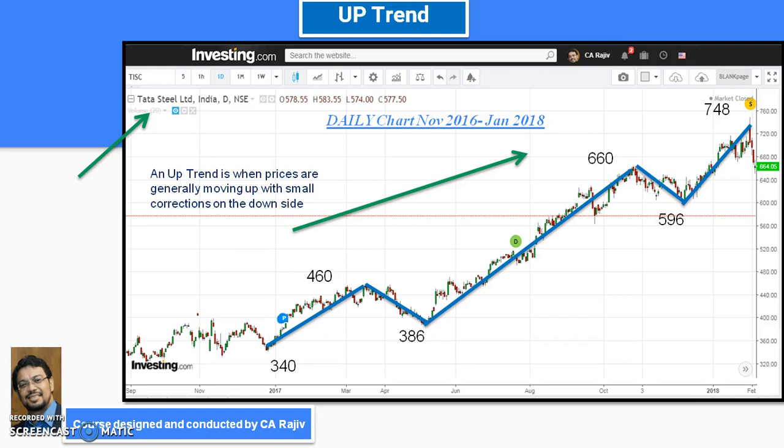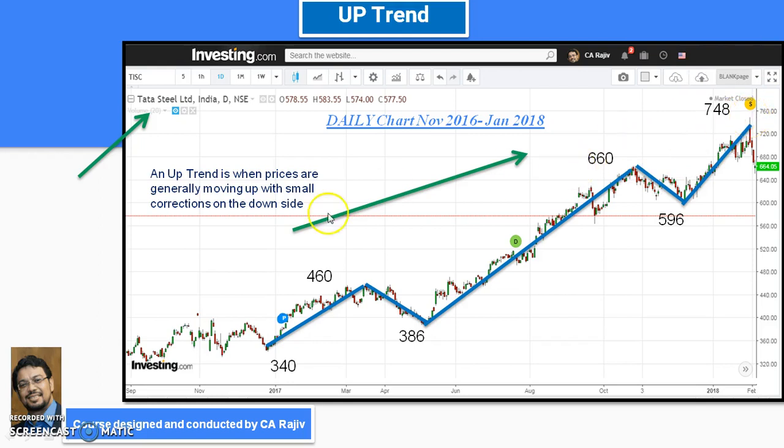Now as I said in my first session also, no price movement can be straight up or straight down. There will always be a zigzag movement, and that is where we will have to try to identify the trends. So here what you are observing is that the price from a low of 340 rallied, it rose to 460, then it started the correction, that correction went to 386. Thereafter there was another rise almost to 660 levels. Again there is a correction, approximately 600 levels. Thereafter it gave you the final rise to nearer 750 levels.